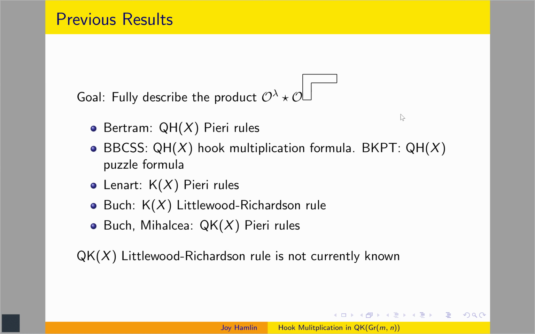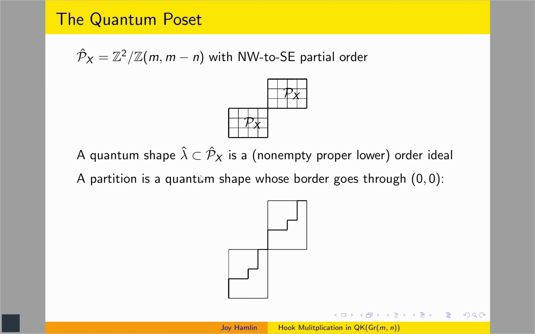Right now, if we want to do computations in it, we have to reduce everything to be a product of the special classes, the rows and columns, and build it up recursively. Okay. What is the combinatorial interpretation of quantum K-theory? We can define this quantum poset to be the plane modded out by an equivalence relation with the northwest to southeast partial order. So, annotate, please.